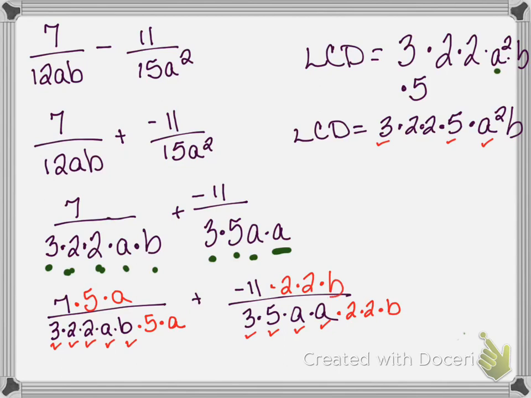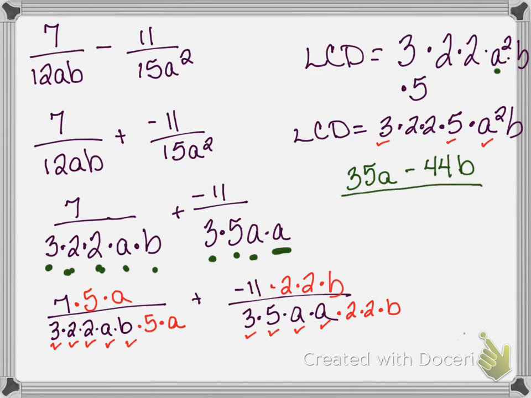Okay. Now, 7 times 5 times A is 35A. Negative 11 times 2 times 2 times B is negative 44B.